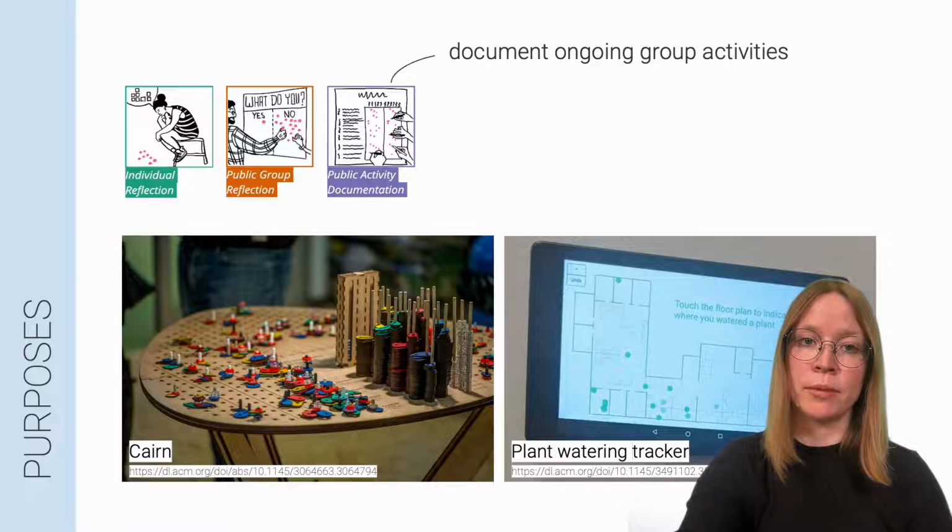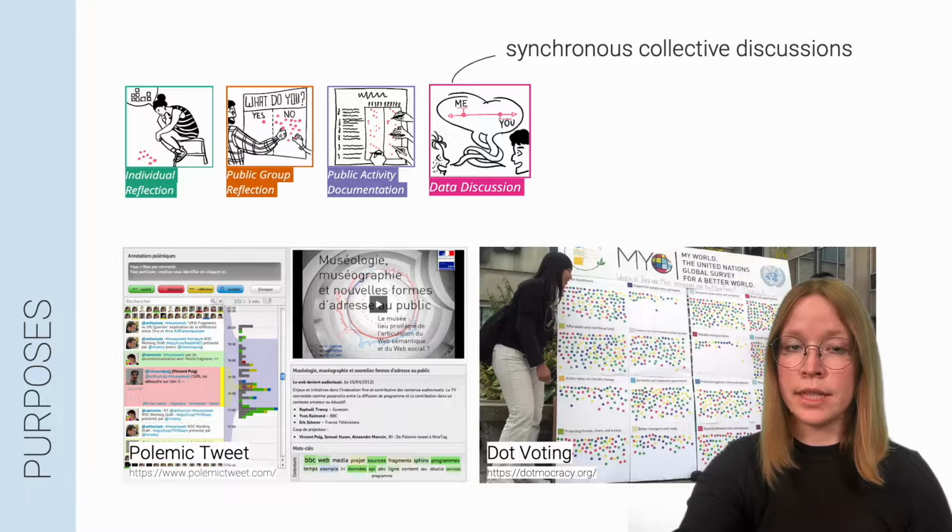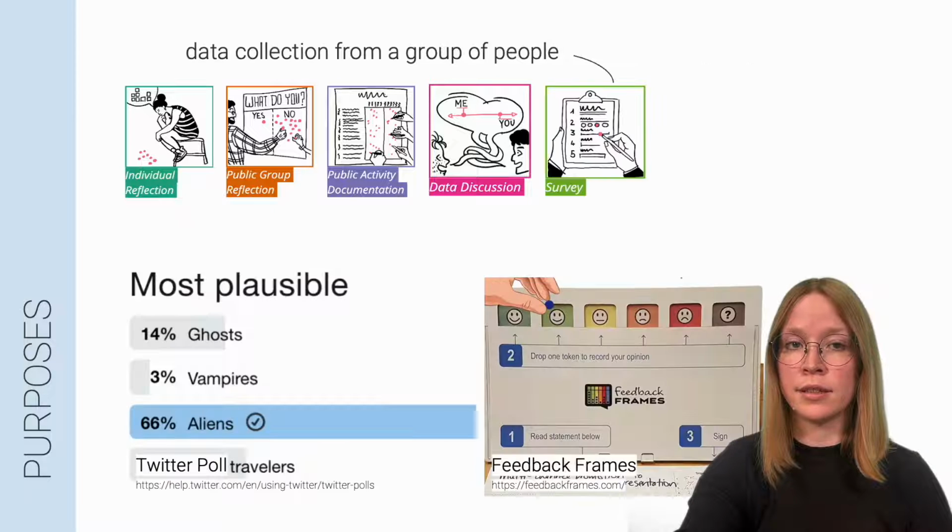Public activity documentation examples document ongoing group activities, like Karen or the plant watering tracker. Data discussion examples operate synchronously and allow ongoing collective discussions mediated by the input visualization, like polemic tweet or simple dot voting techniques. Survey examples aim to collect data from a group of people, but the existing data is hidden during input and only shown afterwards. This is the case for a Twitter poll or feedback frames, a physical survey example.